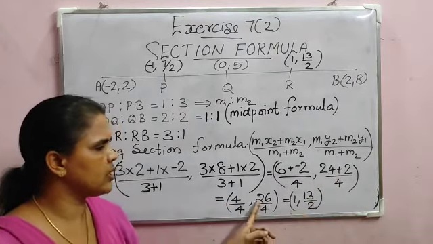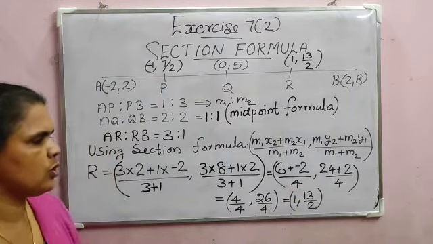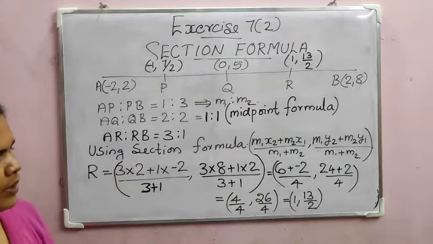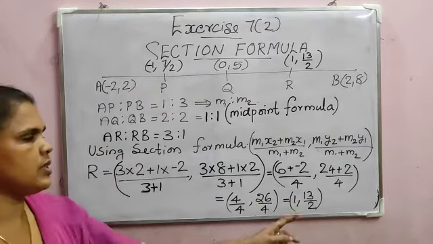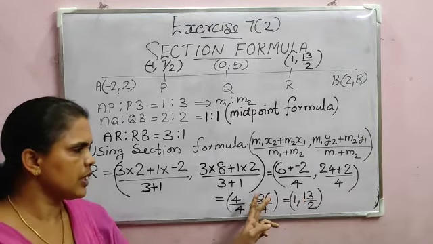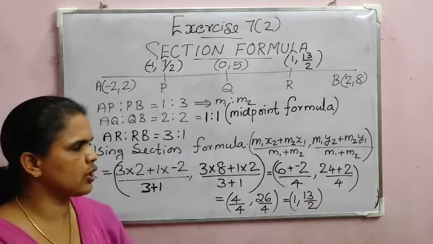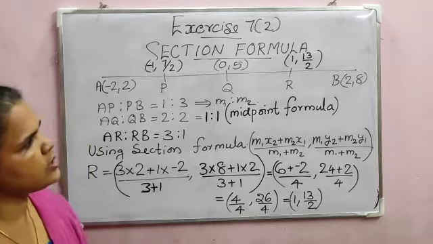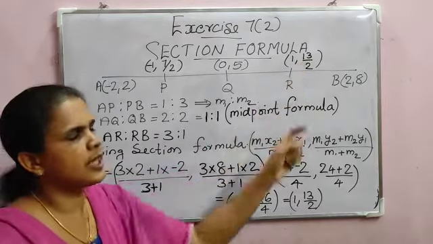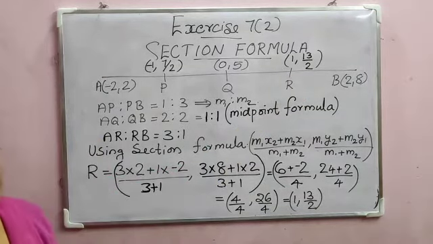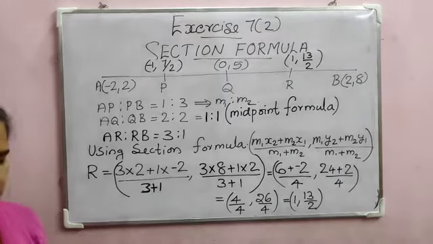24 plus 2, that is 26 by 4. 26 and 4, dividing by 2 and cancelling: 13 2s are 26 and 2 2s are 4. The point R is (1, 13 by 2).